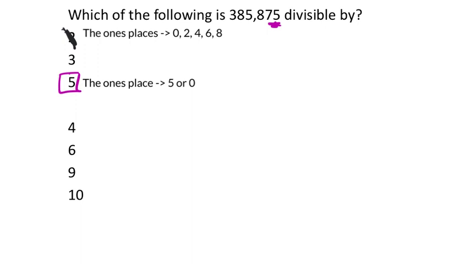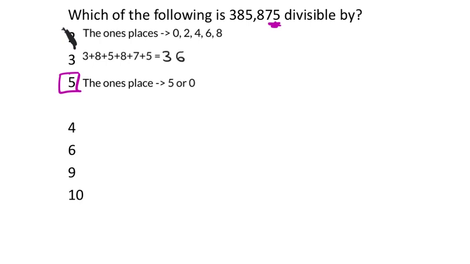So again, the sum of the numbers. So we're going to take the sum of the digits, rather. So 3 plus 8 plus 5 plus 8 plus 7 plus 5 equals, let's see what that is. So 3 plus 8 is 11, plus 5 is 16, plus 8 would be 24, plus 7 would be 31, plus 5 would be 36 there.